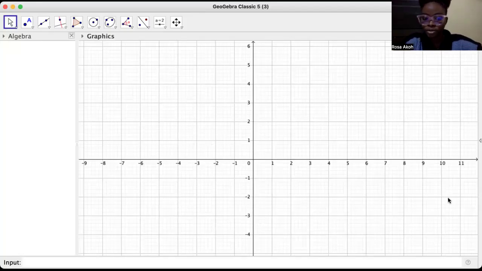Hi guys, welcome to today's lesson on GeoGebra. So today we want to look at transformation. With transformations, we have two types: rigid motion and non-rigid motion. So today we want to look at rigid motion.